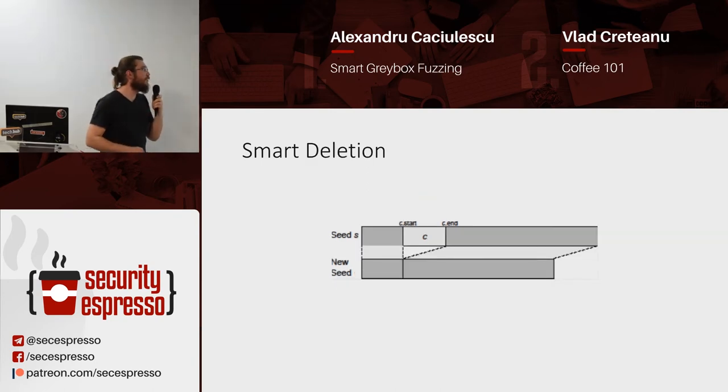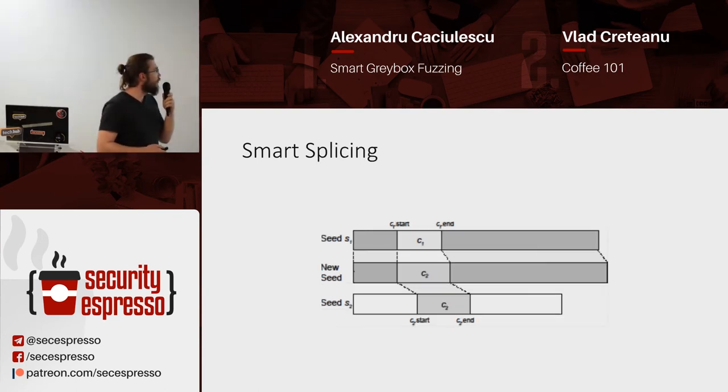Smart deletion as well, we identify a chunk of a certain type, and we delete it in its entirety. And then the most interesting one, smart splicing, where given two seeds, we identify two chunks of the same type, and then we swap them.